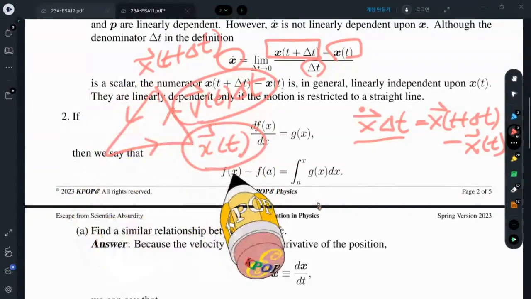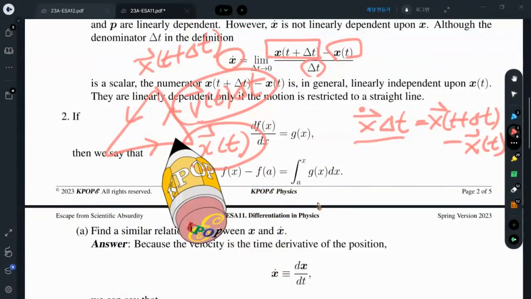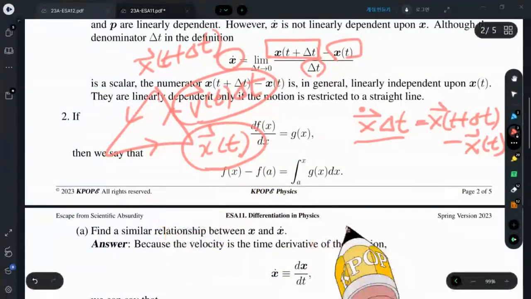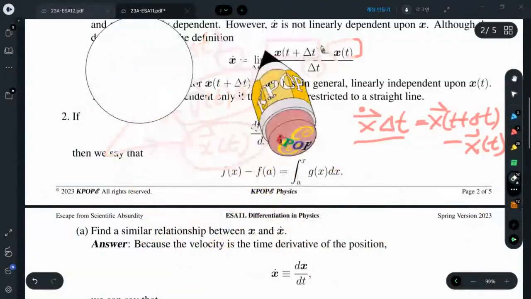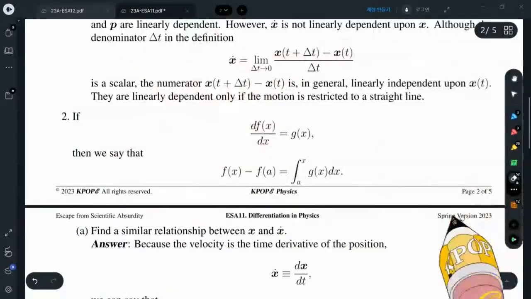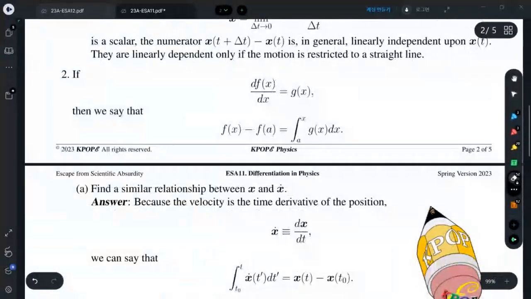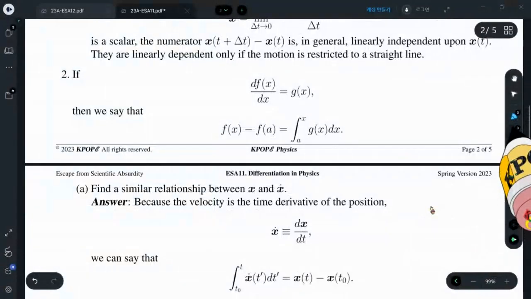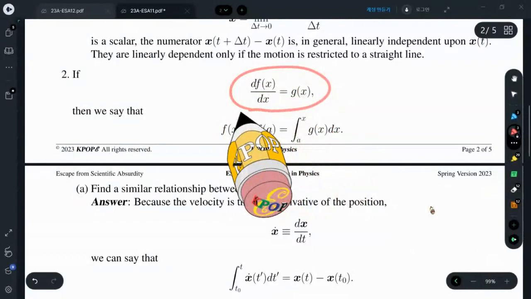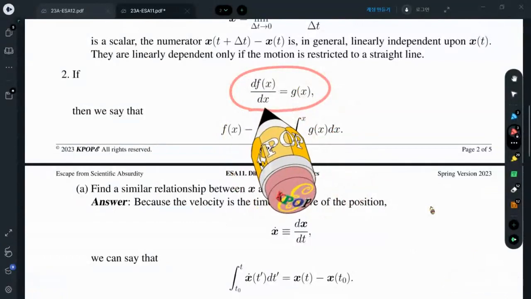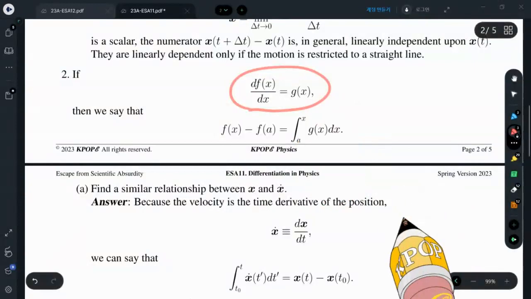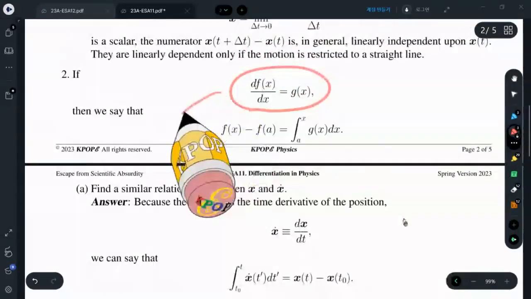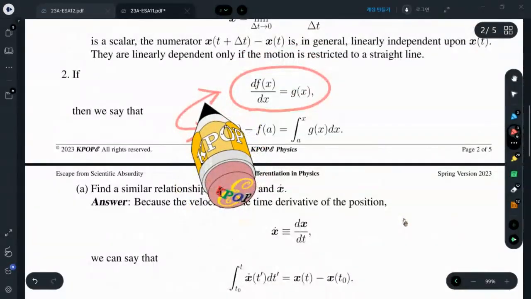However, from 2 dimensions or higher, it is not linearly dependent. So they can be, in general, linearly independent. So why don't we consider f's derivative is g? Then we would say they are equivalent.